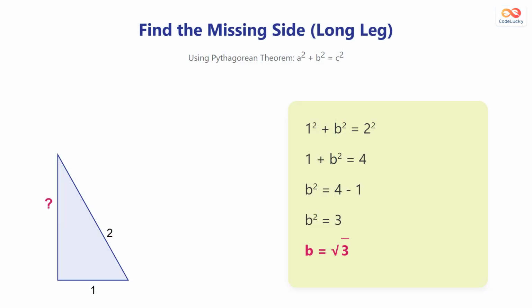We are missing the height, or the long leg. We can find this using the Pythagorean theorem, a squared plus b squared equals c squared. If we plug in 1 and 2, we find that the missing side squared equals 3. Therefore, the height is exactly the square root of 3.